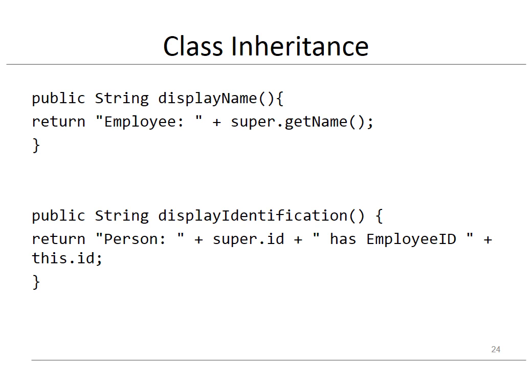Suppose now that we extend our Person class with an ID variable, which we use to uniquely identify people in our database. In other words, an employee now has two IDs, the person ID and the employee ID. To get access to both, we can make use of the super and this keywords as illustrated in the method displayIdentification.